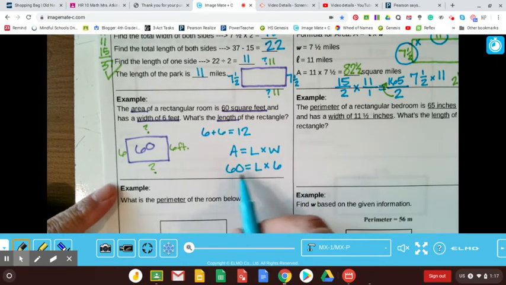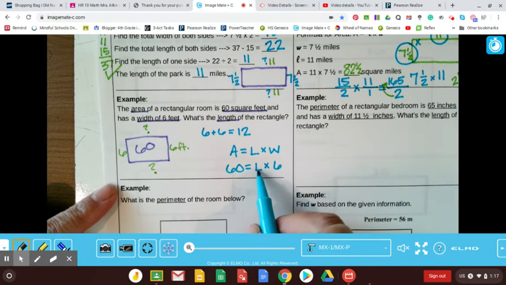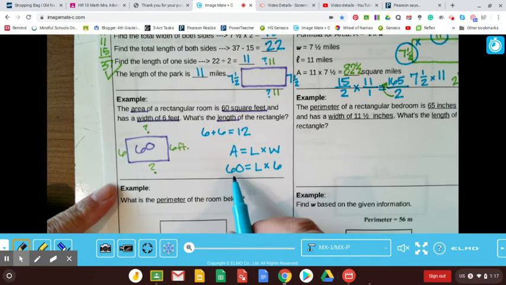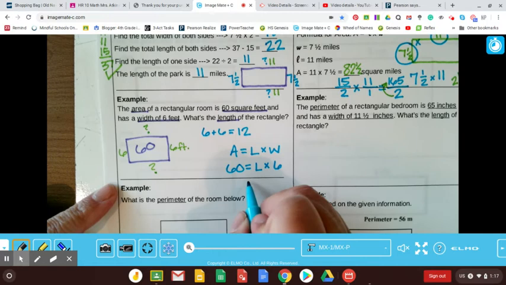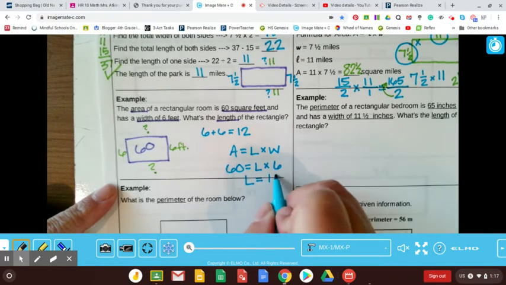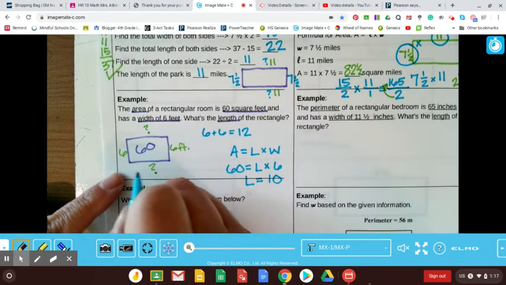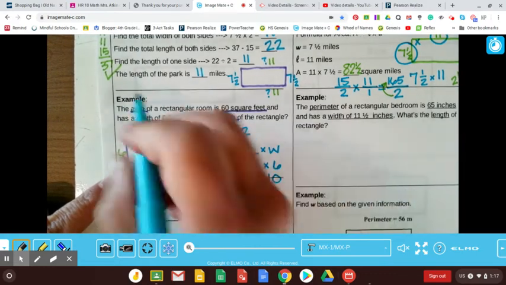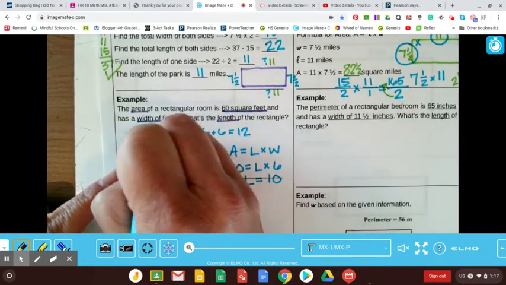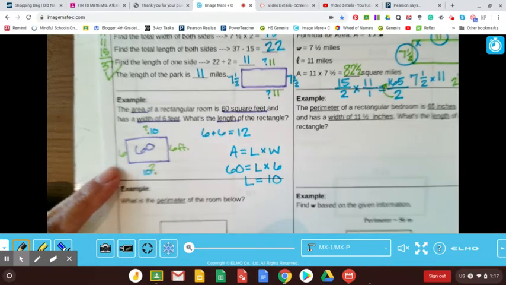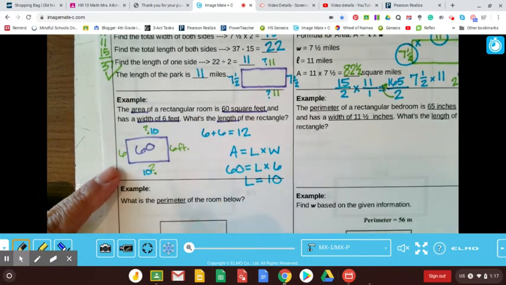So we can think to ourselves, what times 6 is going to give us 60? So our length is going to be 10, right? Because 10 times 6 is 60. And let's see if that makes sense. We'll do a 10 here, and then we'll do a 10 here. And let's find out what the perimeter would be, even though they don't ask that.